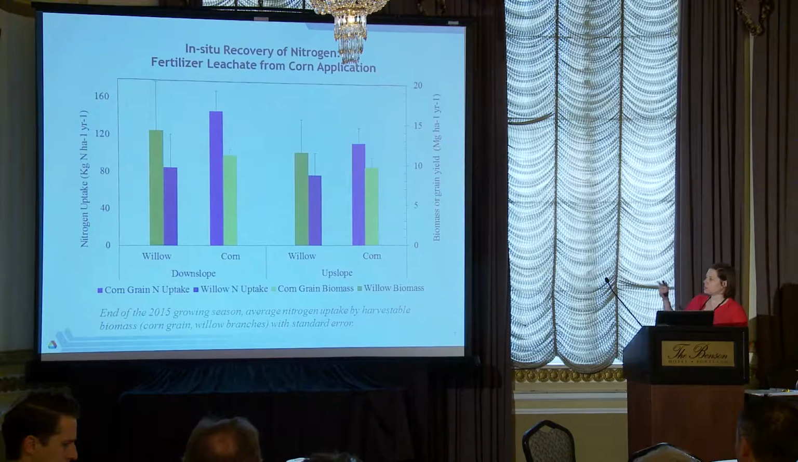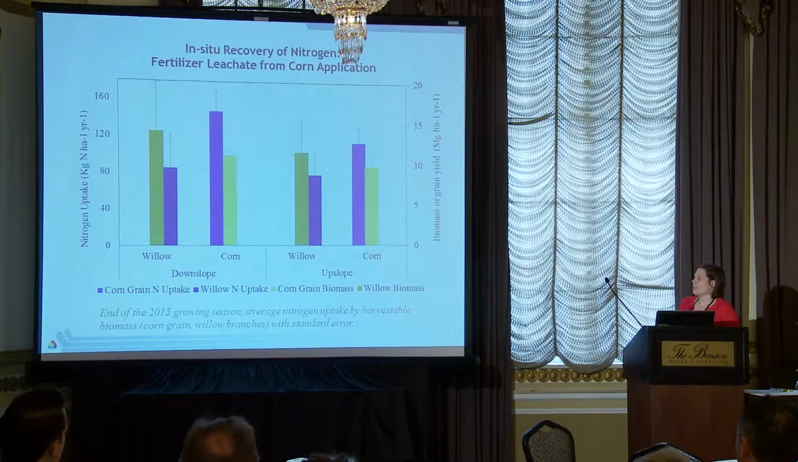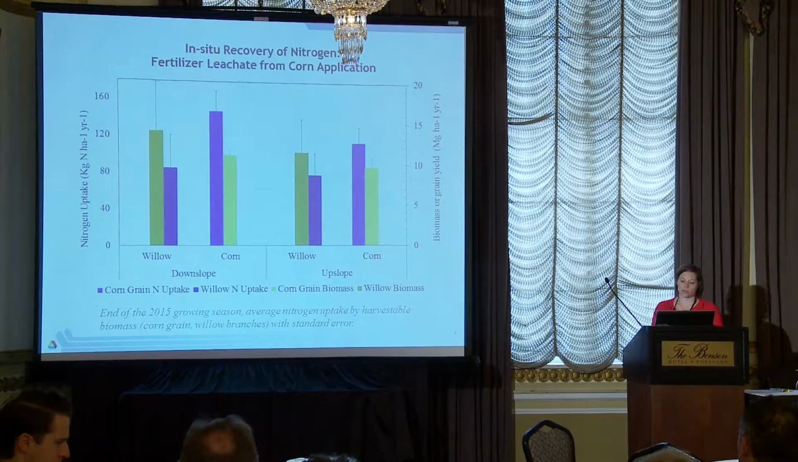So in this case, in order to make it comparable to corn, we cut everything in half. And so we see that biomass, which is our green bars here, is still higher than our corn in both of our landscape positions, and we do have a high uptake of nitrogen as well. Between the two, the average is about 80 kilograms of nitrogen per hectare.